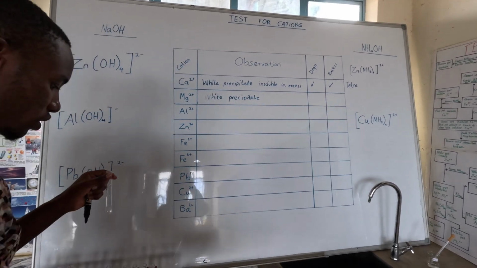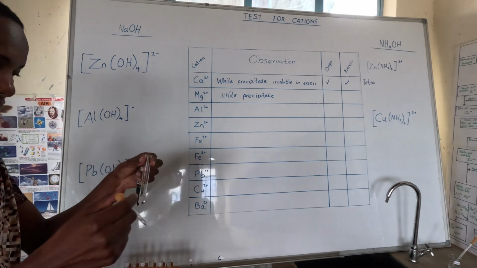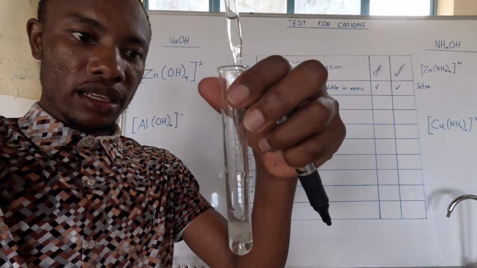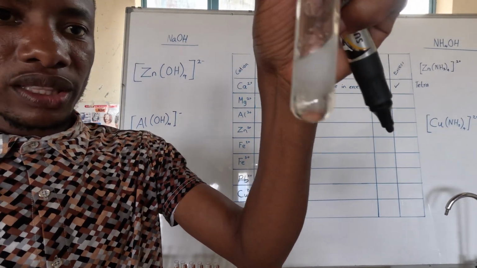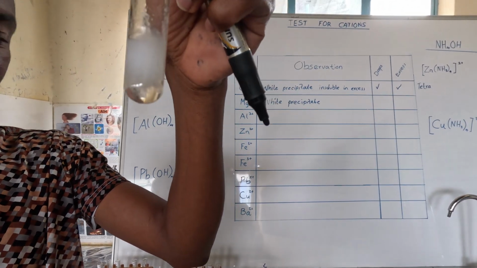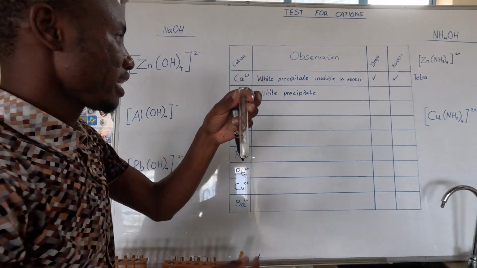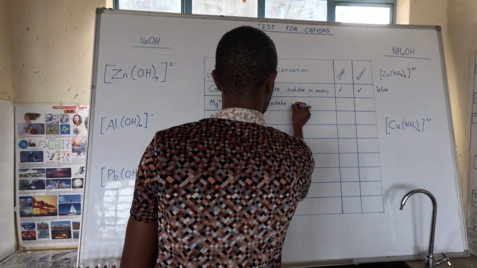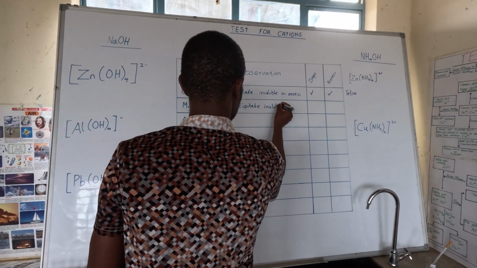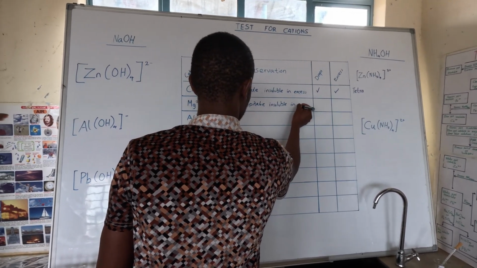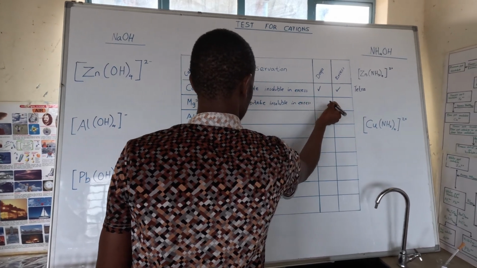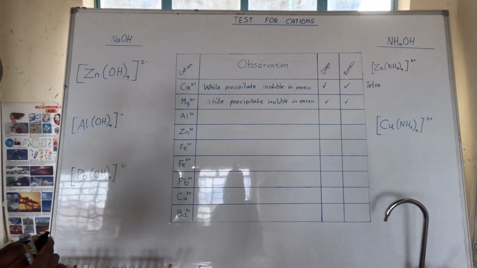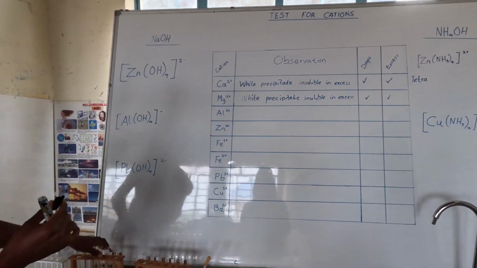Then we are going to add excess sodium hydroxide. In excess, the white precipitate does not dissolve. So we are going to say it is insoluble, because solids that are not soluble are called insoluble. So it is also insoluble in excess, and we are going to put ticks there. We proceed to the third.